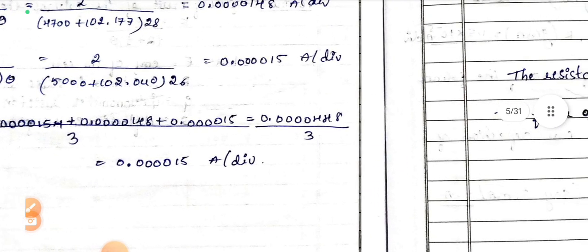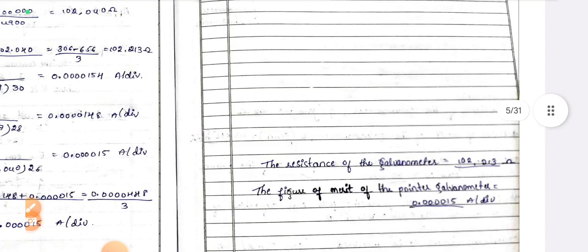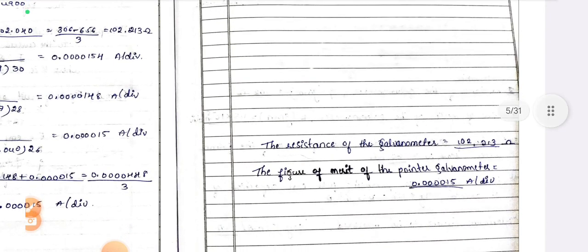So this is the experiment. Finally, the result of the experiment: the resistance of the galvanometer is 102.213 ohm, and the figure of merit of the pointer galvanometer is 0.000015 ampere per division. So this is all about the figure of merit.